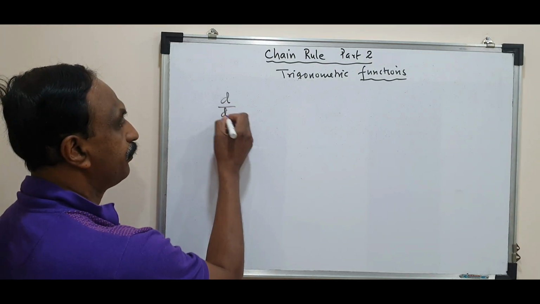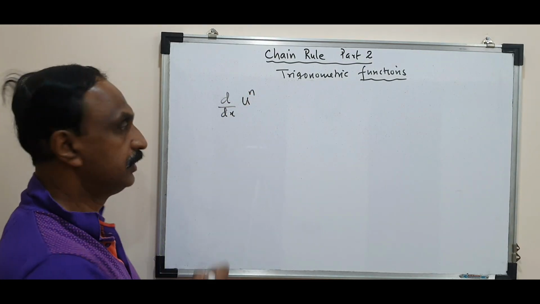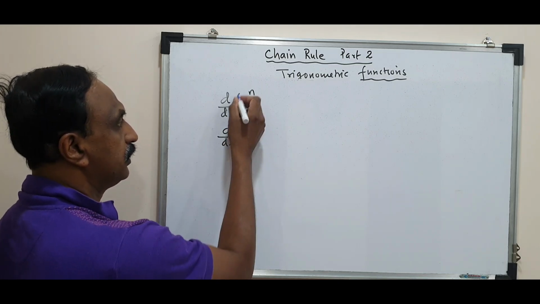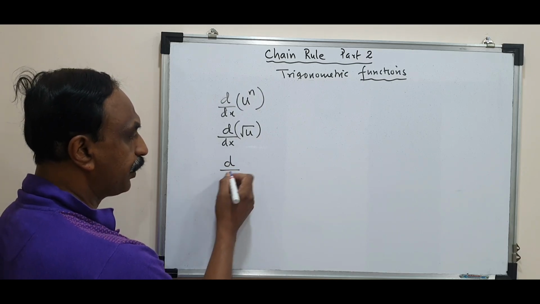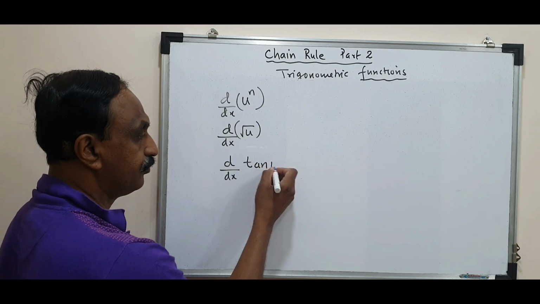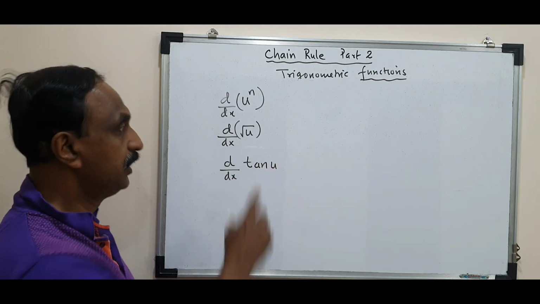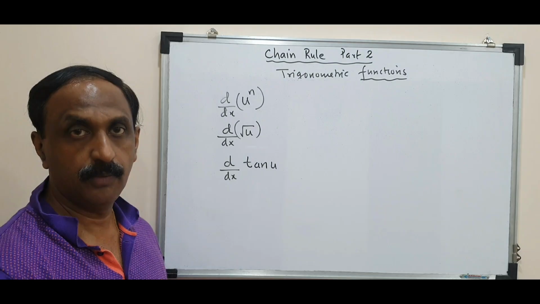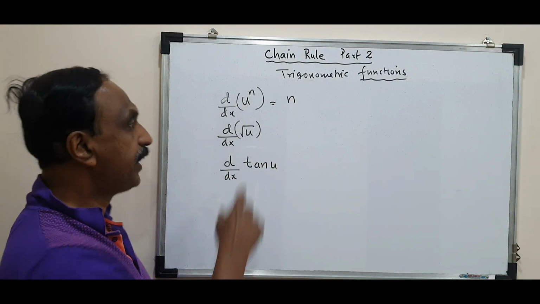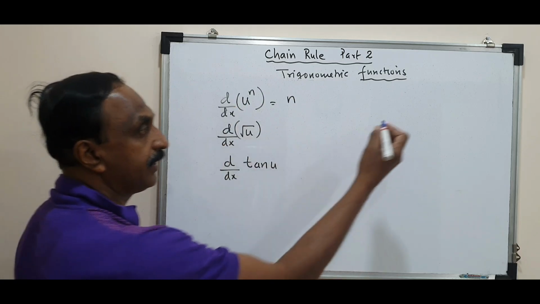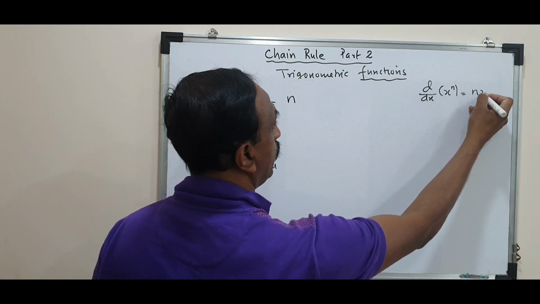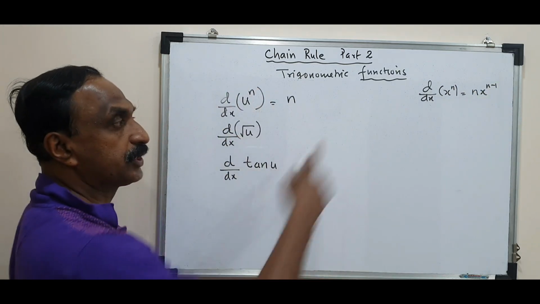D by dx of u to the power n. Second, we learned the derivative of root u. Now we have learned the derivative of a trigonometric function, any trigonometric function, let's say tan u. Let's compare all of them. Power rule starts from what? Power rule starts from the power. So start from n. In fact, you should remember the derivative of x to the power n is n x raised to n minus 1. From there you must start.